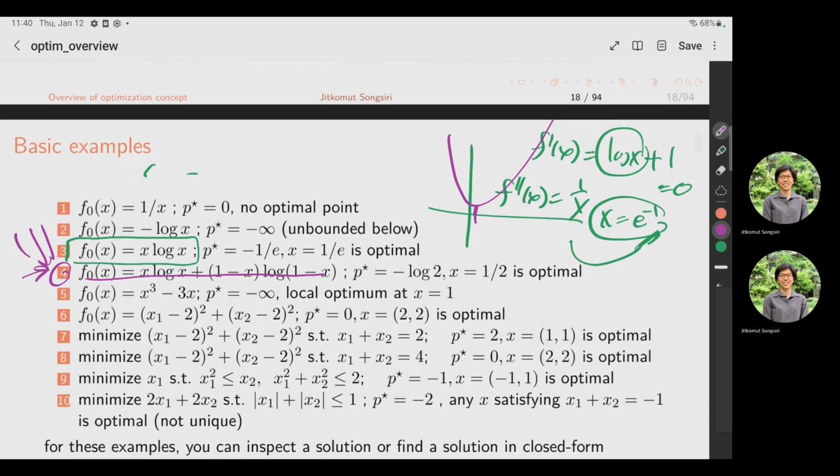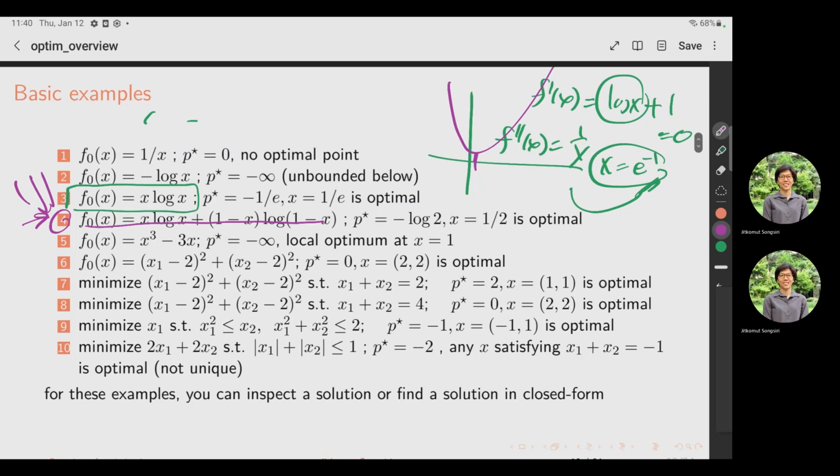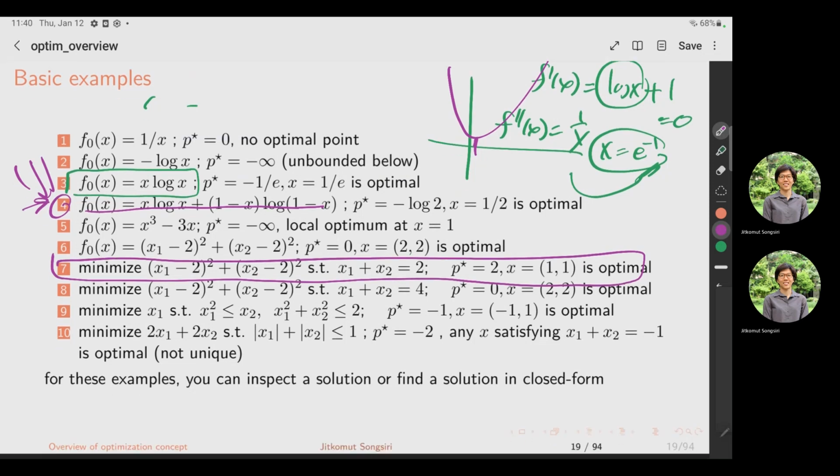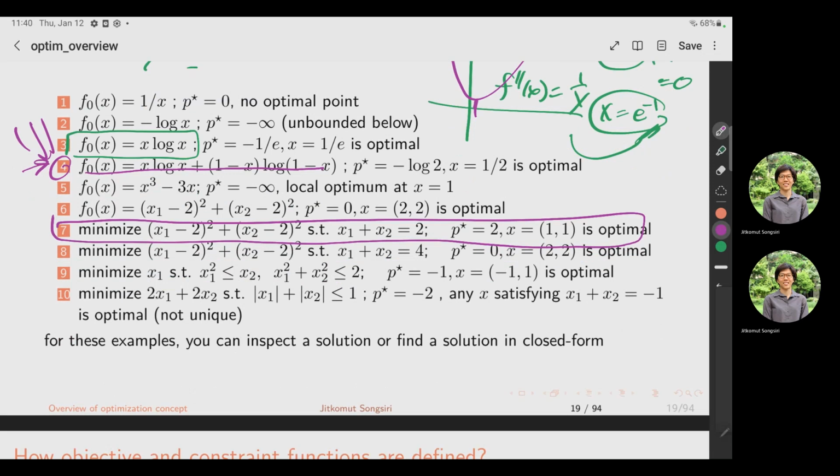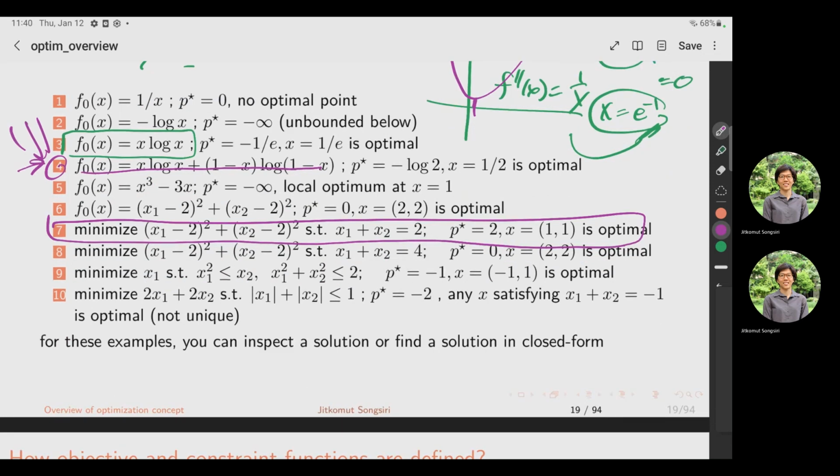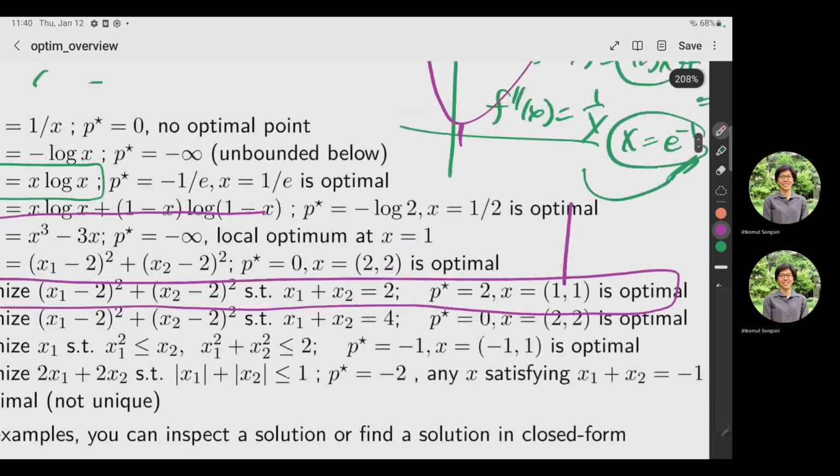Okay, for the rest of them, I hope it's not hard. Maybe I sketch one of them, the last one, and we end the lecture. Number seven. I want to minimize this function. How does this function look like? Quadratic, right?